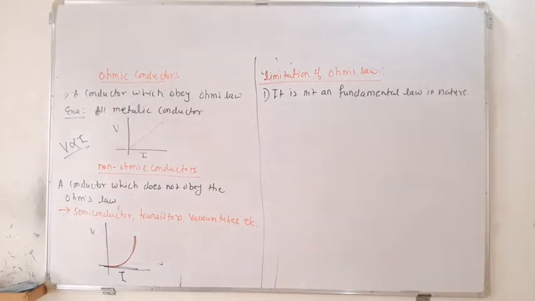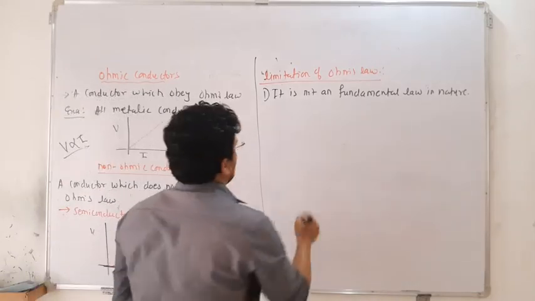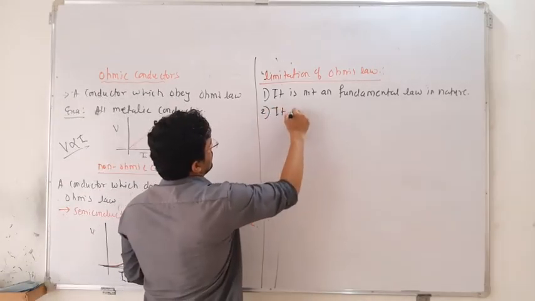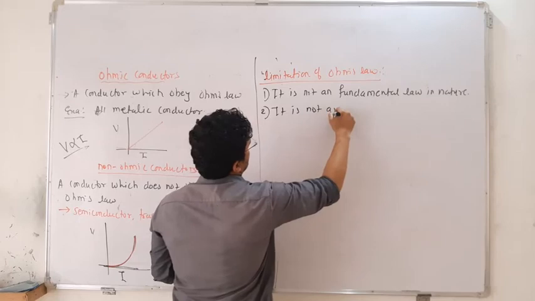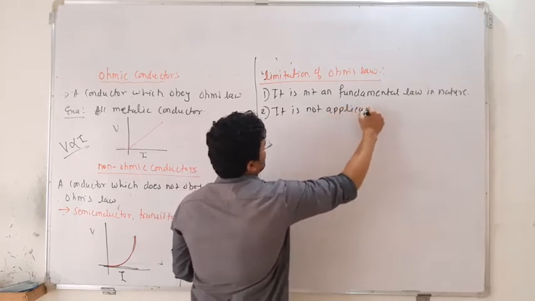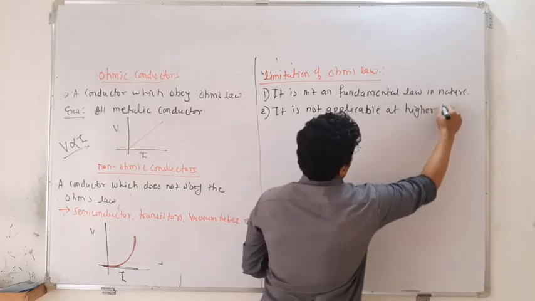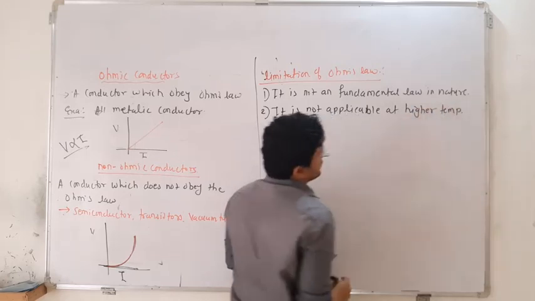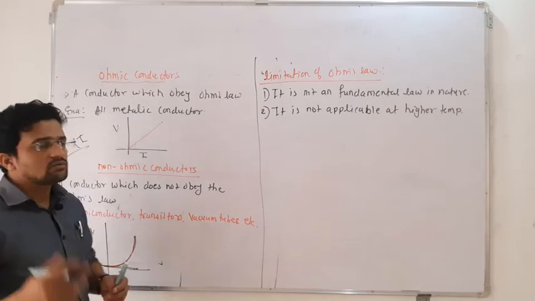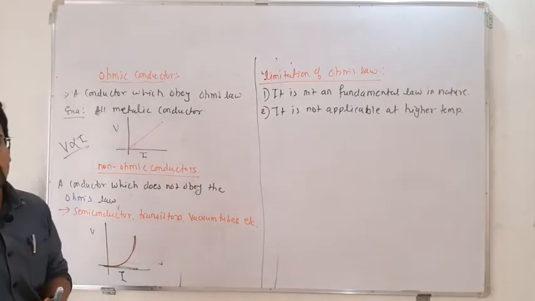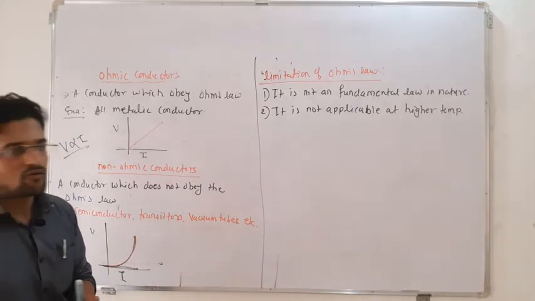So next one, it is not applicable at higher temperature. That means if the conductor is at 2000 degree centigrade maybe or more than that, then this law is not applicable for that conductor.